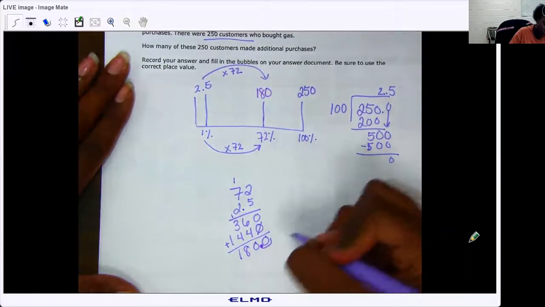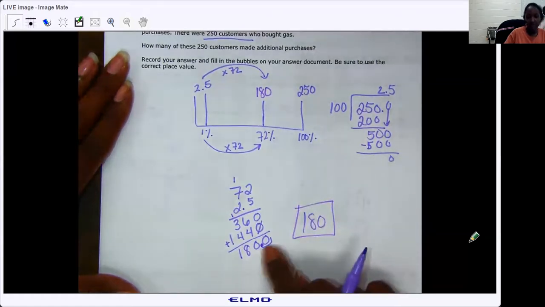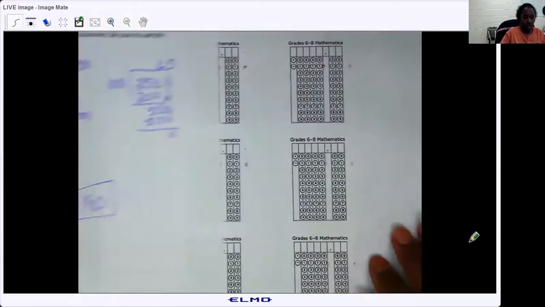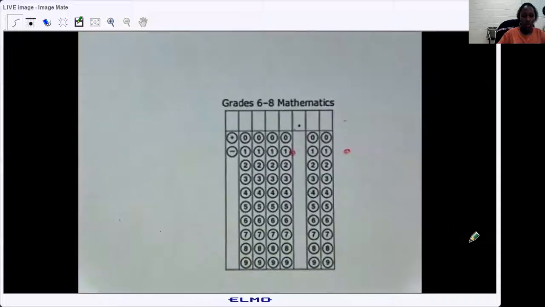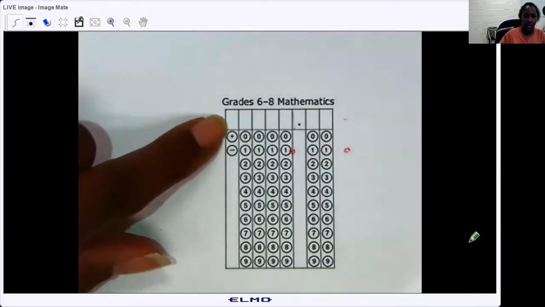Now I need to put my answer into my bubble sheet. You do not have to keep the 0 at the back. You can, but you don't have to. It's a 0. Let's go over to our answer document. Remember, we only use the first column if our answer is negative, which it wasn't, so we don't have to do anything with it.